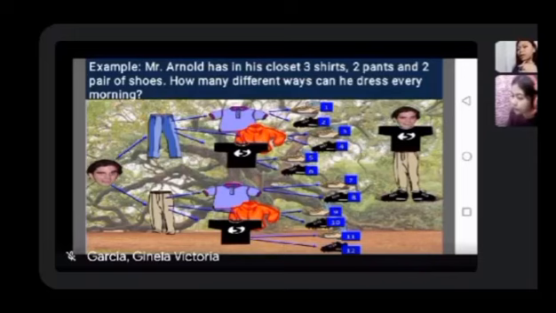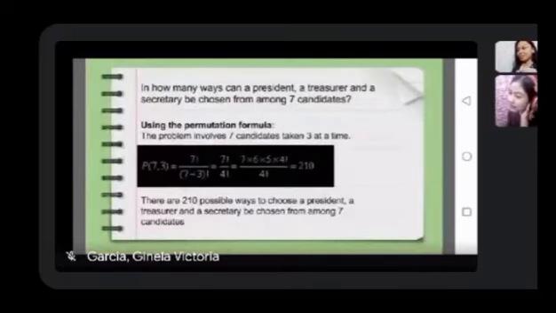Diagram shows all the possible outcomes. In how many ways can a president, a treasurer, and a secretary be chosen from among 7 candidates? For the first position, there are 7 possible choices. After that candidate is chosen, there are 6 possible choices. Finally, there are 5 possible choices. So 7 times 6 times 5 equals 210.